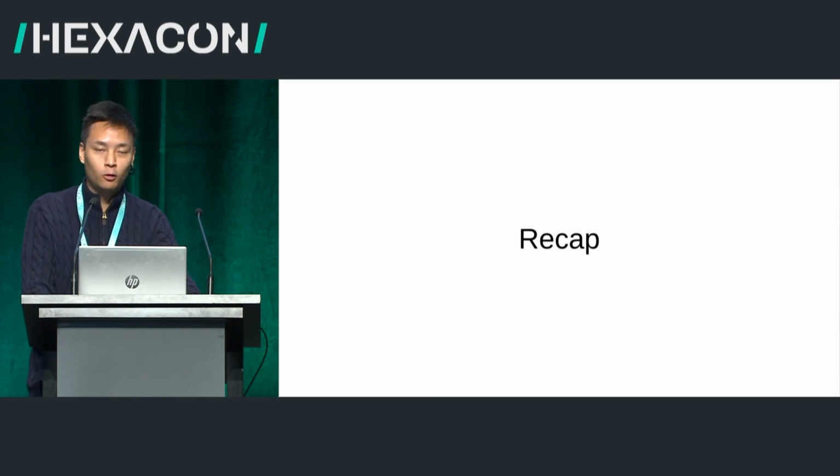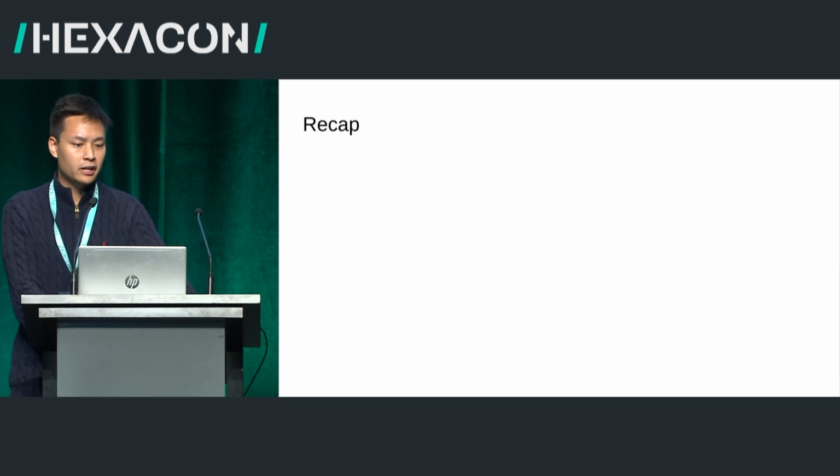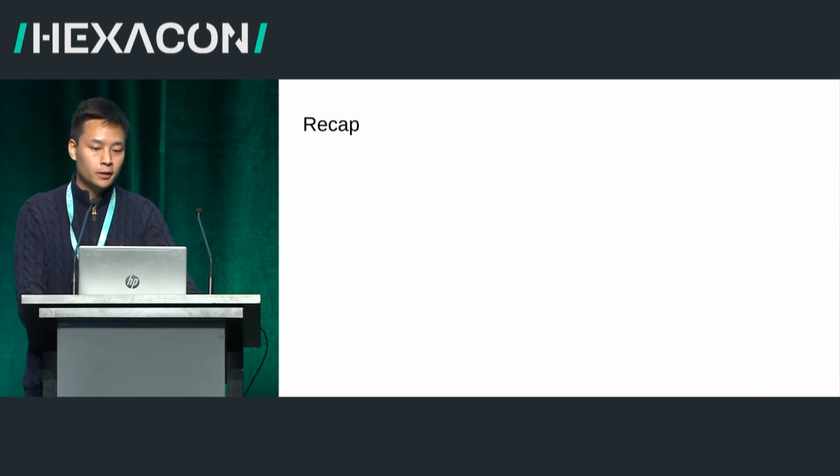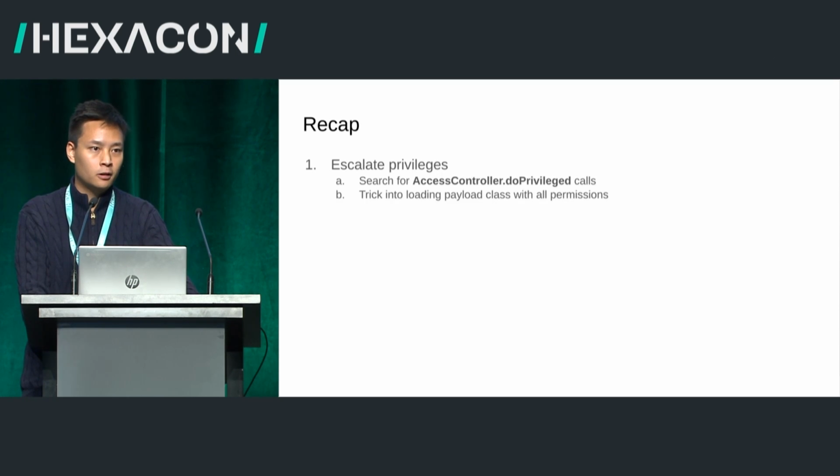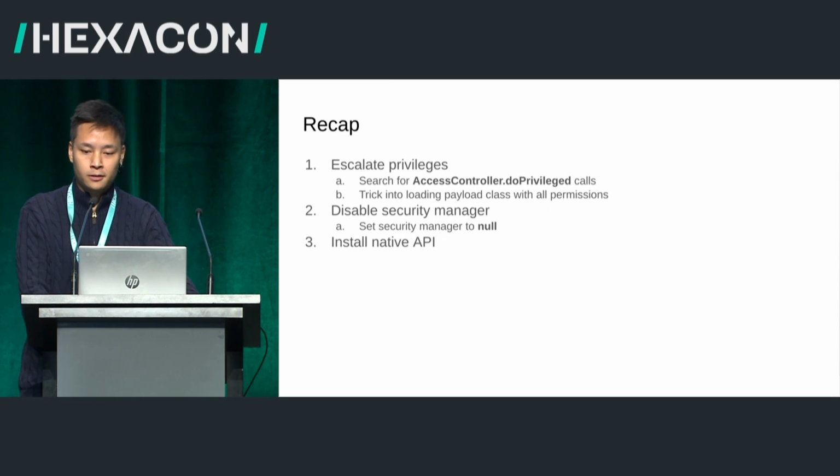And that was the whole exploit chain. To recap, to get from sandbox code execution to kernel memory access, we first need to escalate privileges. We do so by searching for two privileged calls, and we try to trick bootstrap classes into loading our payload class with full permissions. And once we have full permissions, we disable the security manager by setting it to null. And then we can install our native API, which should have three primitives.